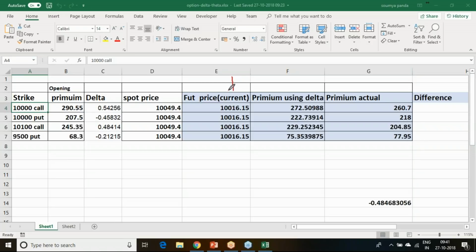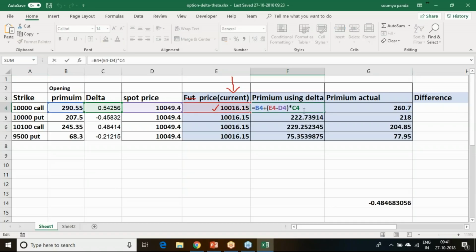Now the last traded price of Nifty was 10,016. It is spot, not future, spot price. From 10,049 to 10,016, it has fallen 33 points. I am calculating in this manner: the premium added with the points it has fallen, 33, multiplied by delta. This is what I got. These should be the premiums: 272, 222, 229.